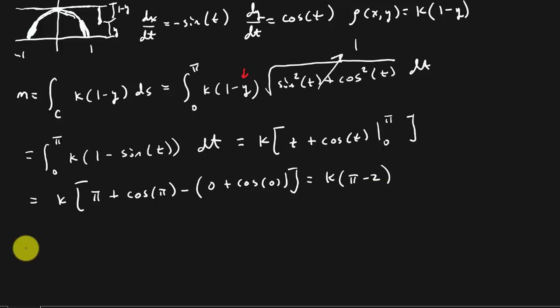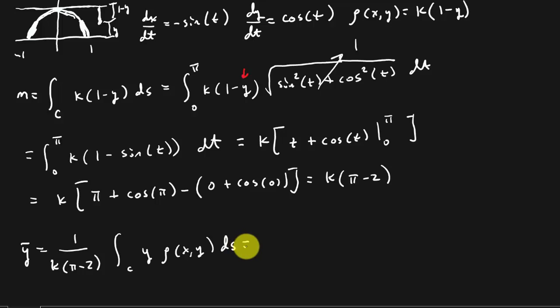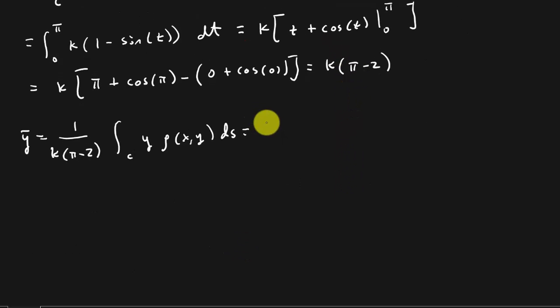So now let's find y bar. So that's going to be 1 over k times pi minus 2. That's a k. It might look like an x, but it's a k. All right. And that's going to be the integral over the curve C, y times rho of xy ds, which, I'm going to come down here so I make sure I have enough room.